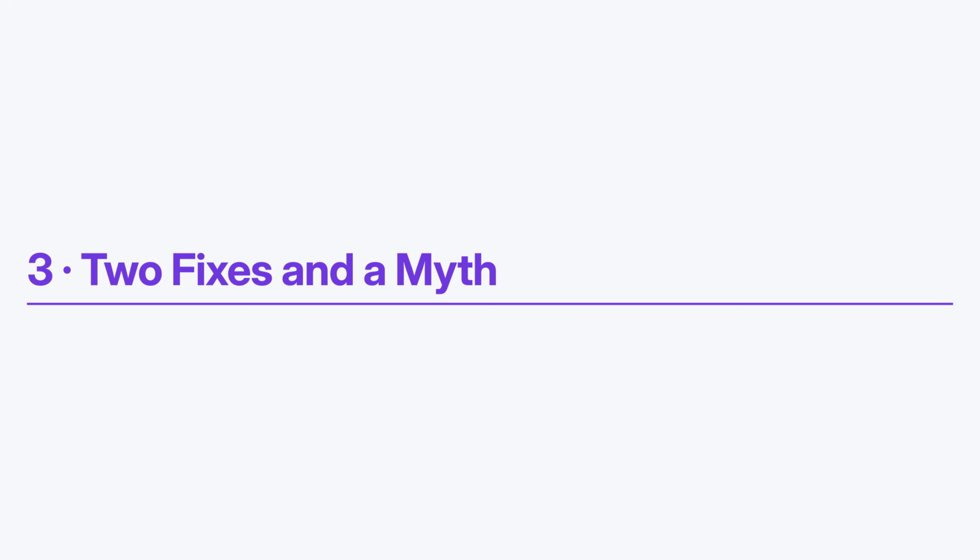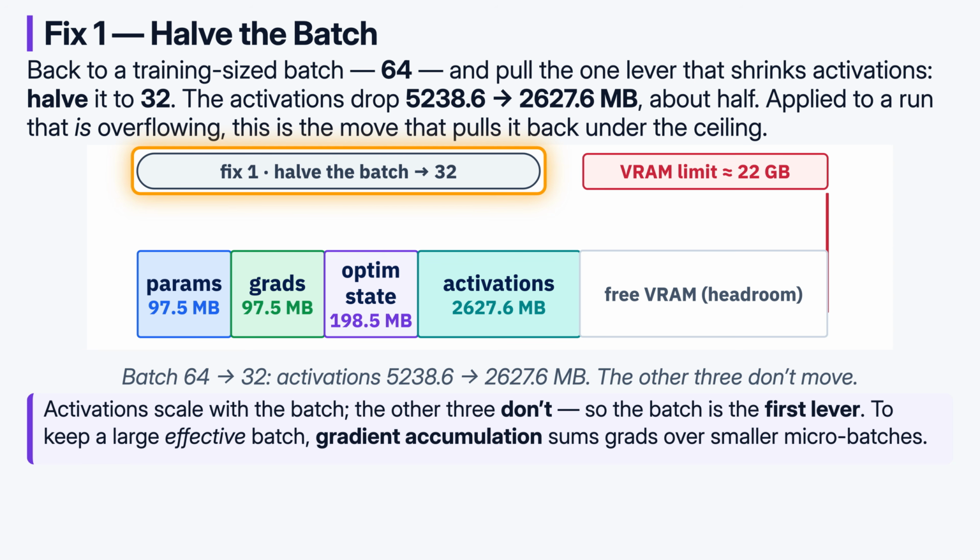Part 3. 2 fixes and a myth. Back to a training-sized batch of 64. Now pull the one lever that shrinks activations. Halve it to 32. The activations drop by about half, from 5,238.6 megabytes down to 2,627.6. Applied to a run that is overflowing, this pulls it back under the ceiling.